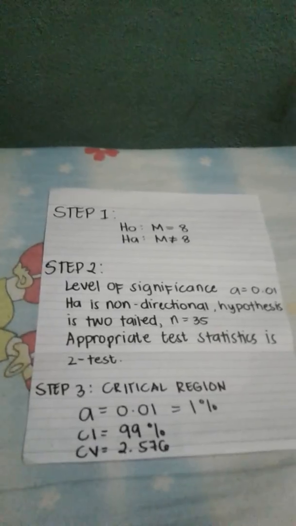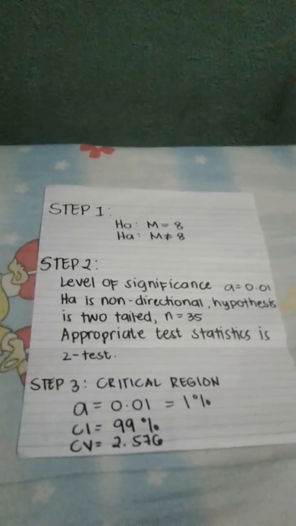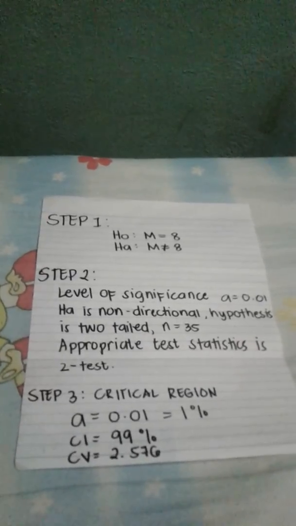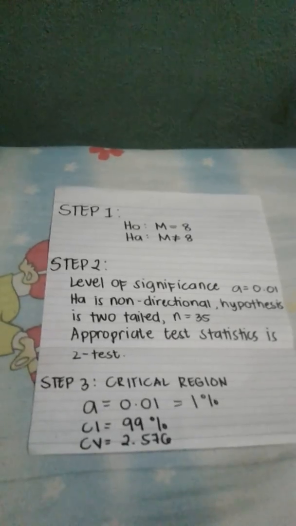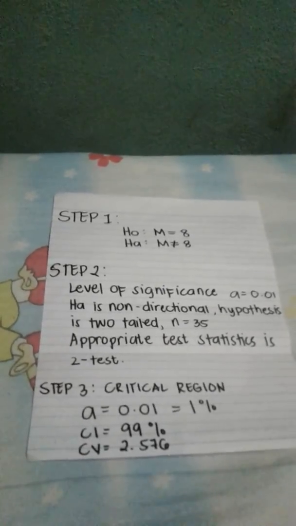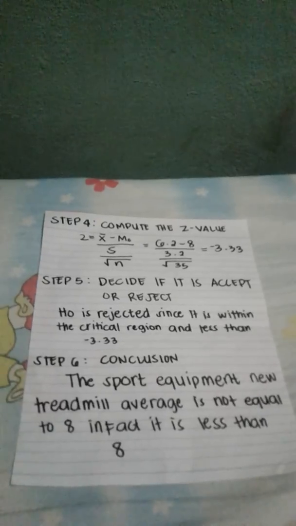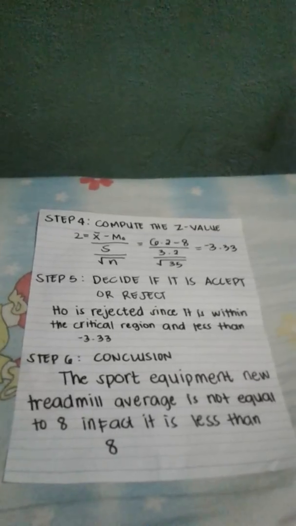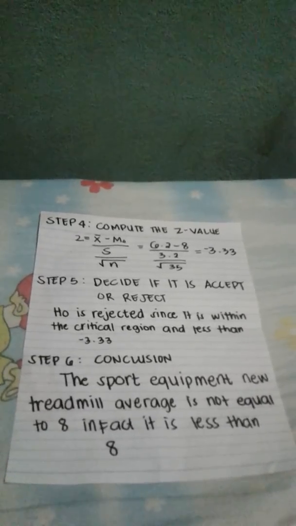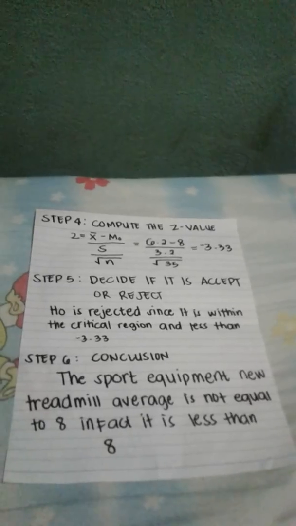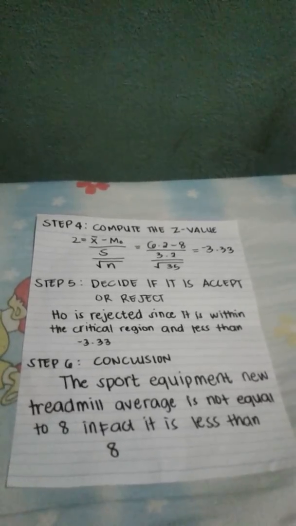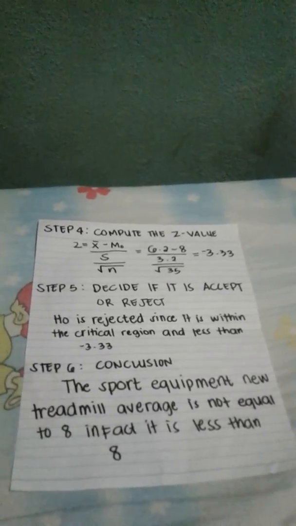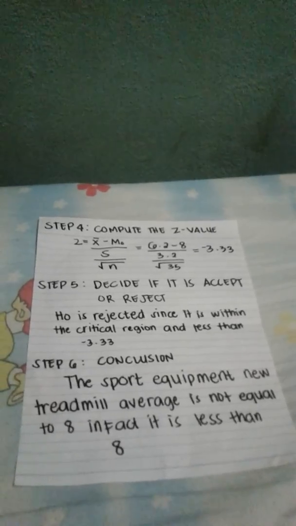Step 3, critical region. α is equal to 0.01, or equal to 1%. The confidence interval is equal to 99%. The critical value is equal to 2.576. Step 4, compute the z value. z is equal to the mean minus μ0 divided by s divided by the square root of n. 6.2 minus 8 divided by 3.2 divided by the square root of 35 is equal to negative 3.33.